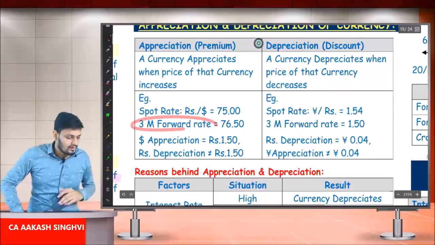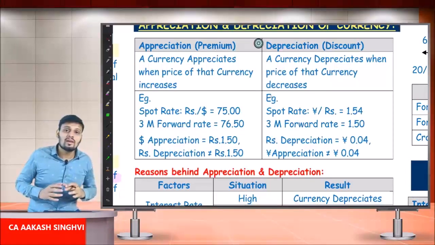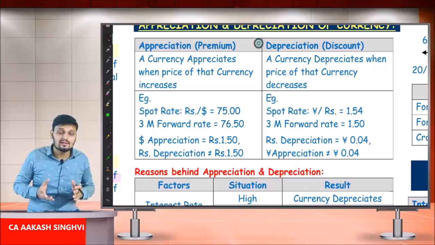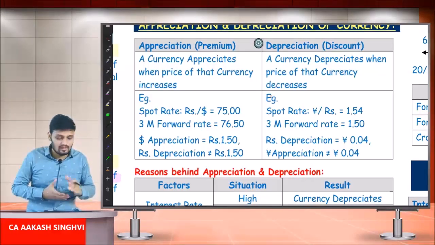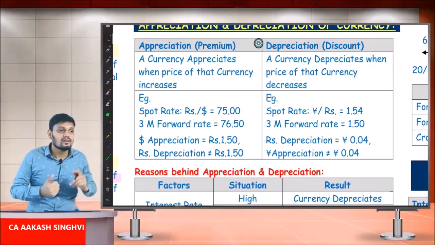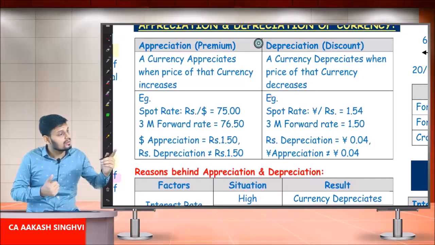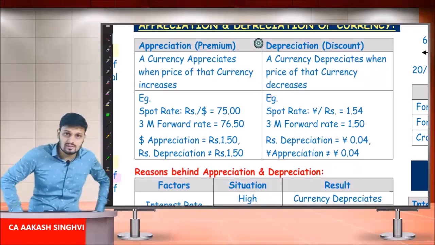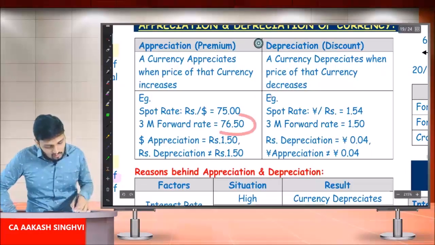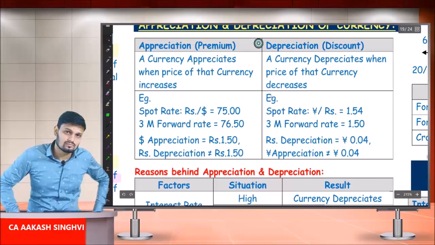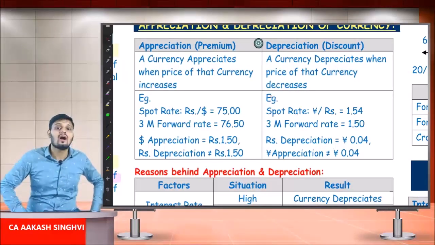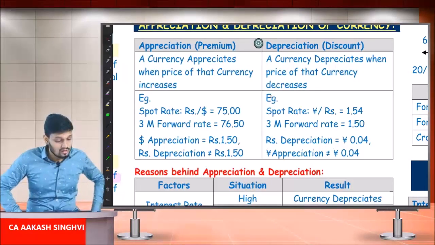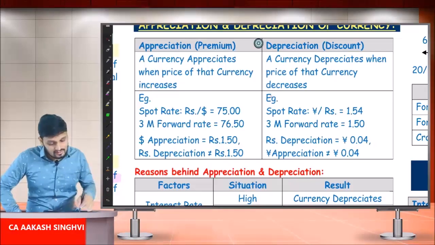3-month forward rate. Guys, now slowly and steadily we are moving into a concept called forward rates. Forward rate is nothing but, I will tell you when that particular concept is coming, it will be down. Forward rate is nothing but the 3-month forward rate decided today. The bank is telling that if you're coming after 3 months, I will be willing to give you $1 at rupees 76.50. After 3 months, for $1, how many rupees do you have to pay? 76.50. If you want to buy $1 today, the rate is 75.